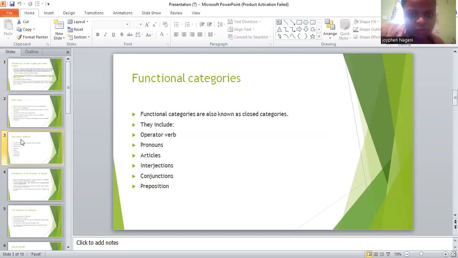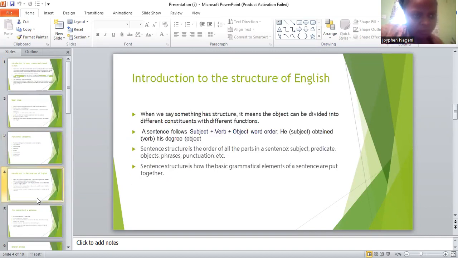Functional categories are also known as closed categories. So we have the functional categories, or the closed category, or the closed class. They include operator verbs, pronouns, articles, interjections, conjunctions, and prepositions. The description is just in the main handout. Introduction to the structure of English. That's the 4th topic of this unit. Introduction to the structure of English.